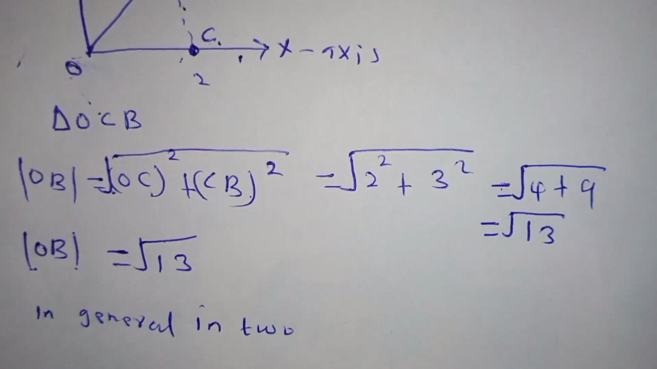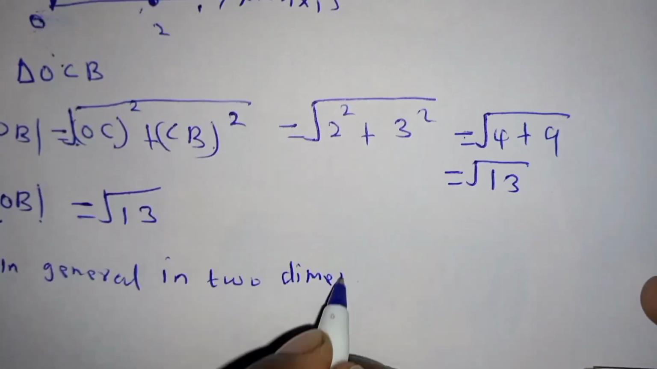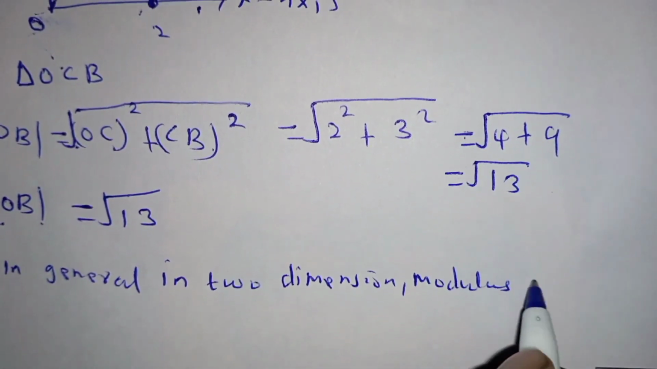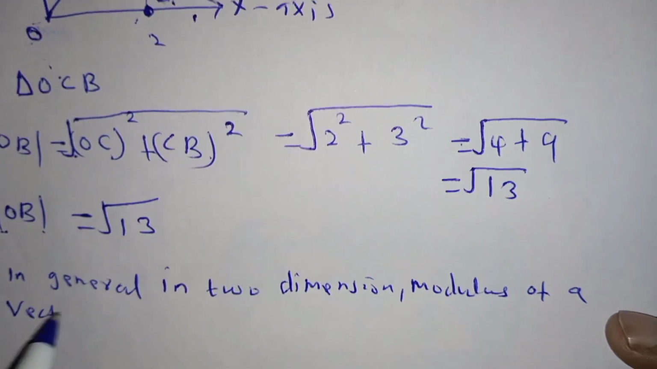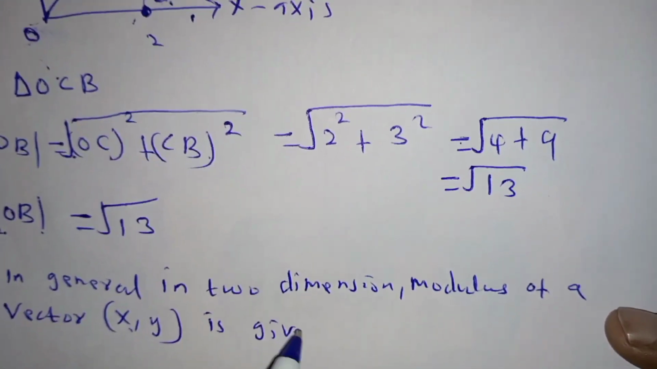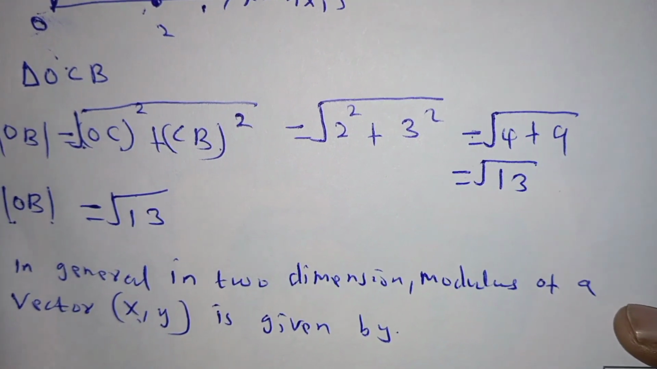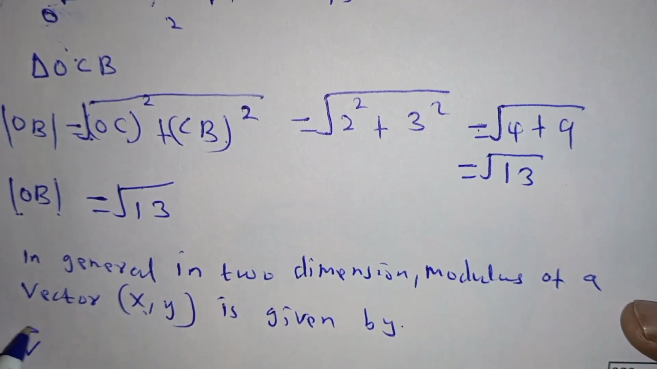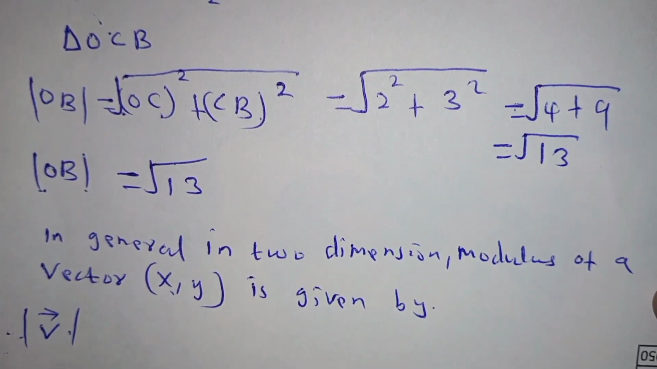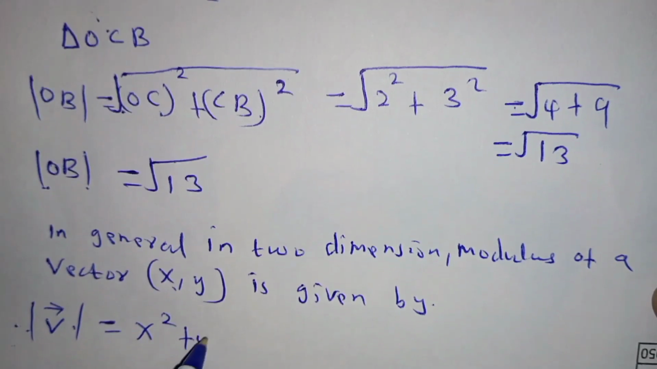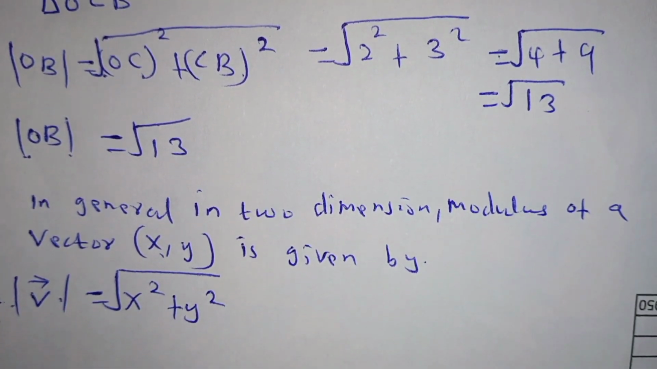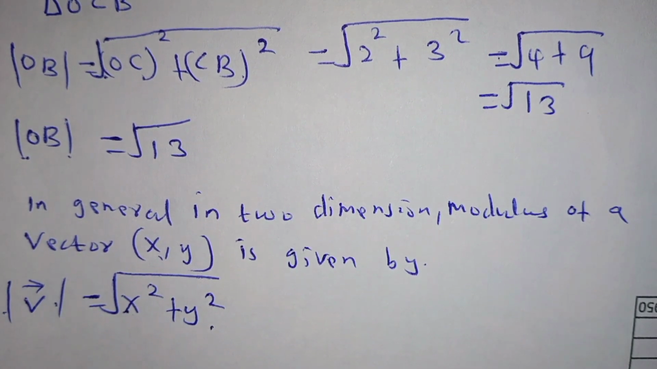So in general, in 2 dimensions, the modulus of a vector (x, y) is given by, so modulus of our vector, let us call it vector V, written that way, V with the double bar to stand for modulus, is given by the square root of x squared plus y squared, whereby x is the component along the x-axis and y is the component along the y-axis.